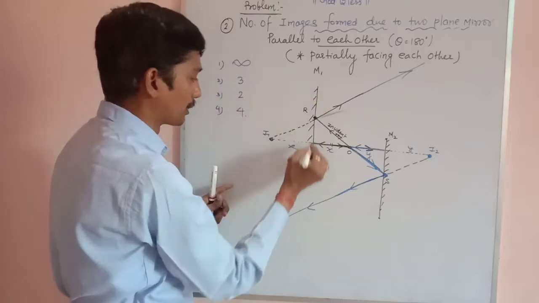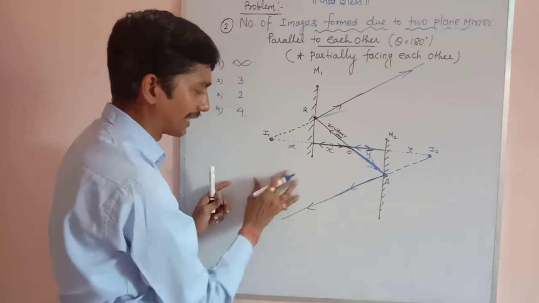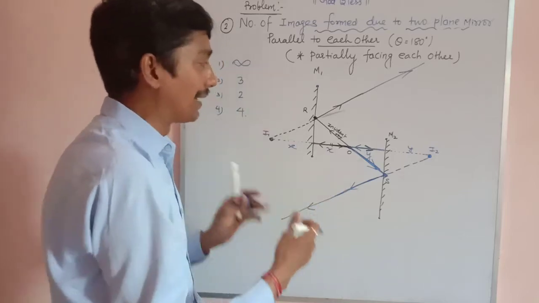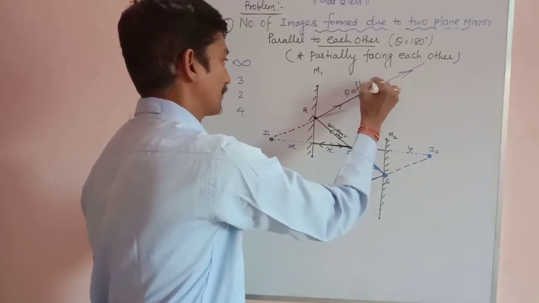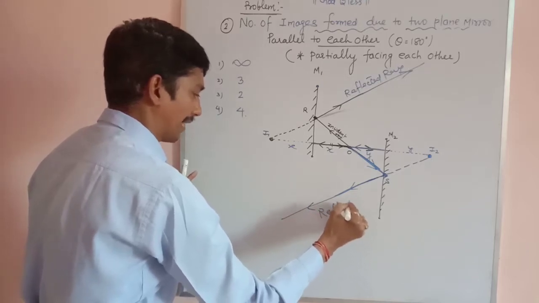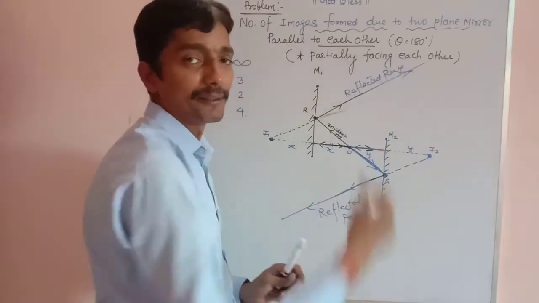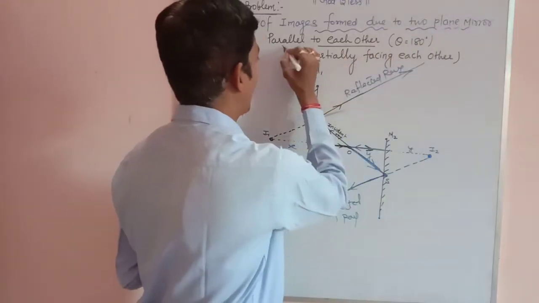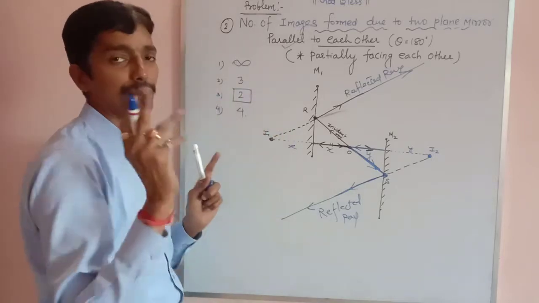There is no mirror because mirror M1 is starting here and ending here. There is no mirror in this region. So this ray will be going into the surrounding. So ultimately there is no further reflection for this reflected ray, and not for this reflected ray. Both the reflected rays will go into the surrounding because there is no mirror on this side and neither on this side. So the final answer for this question, where again the mirrors are kept parallel, the number of images formed is 2.